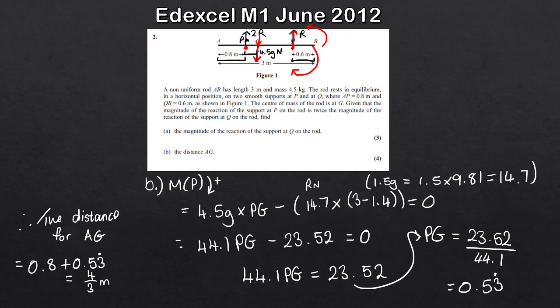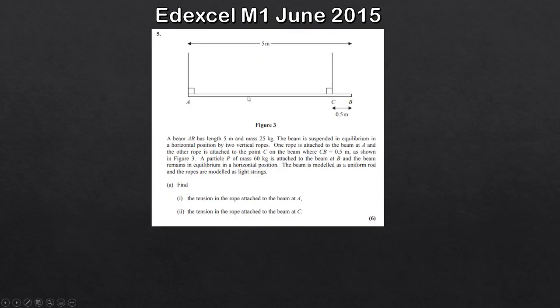Hopefully not too bad. These questions can be a little bit tricky, but hopefully with a clear diagram and annotations, not too bad. So let's take a look at the next question then. This is another question from another M1 paper, June 2015. We've got a beam, AB.